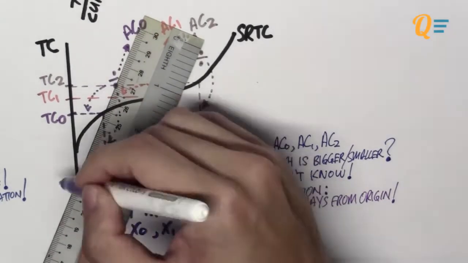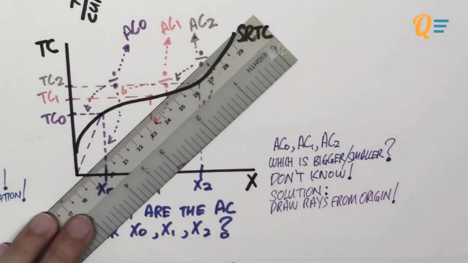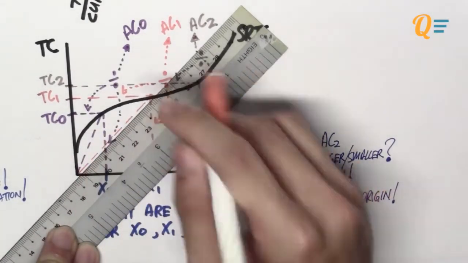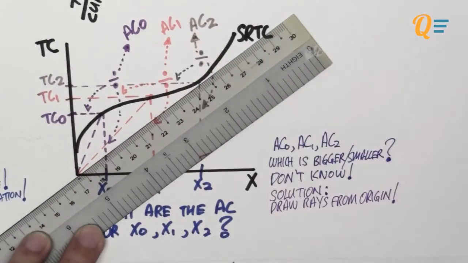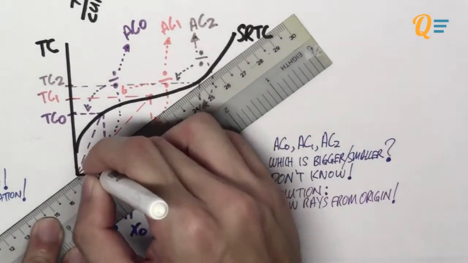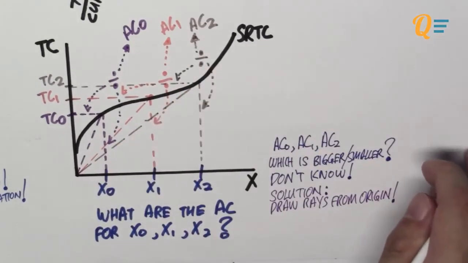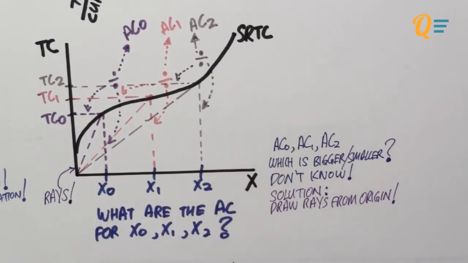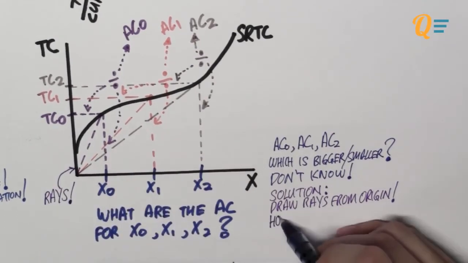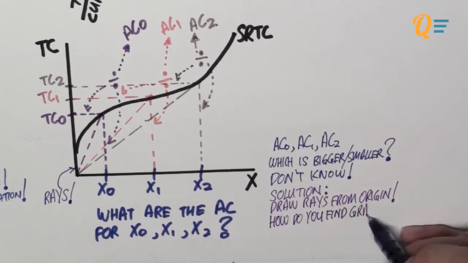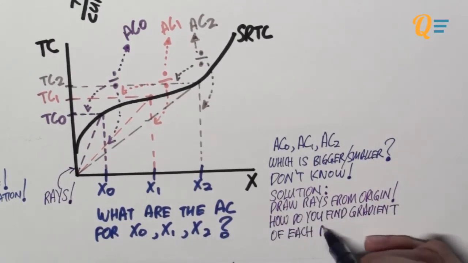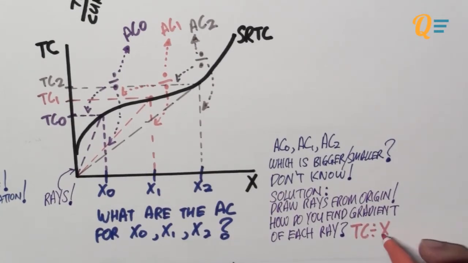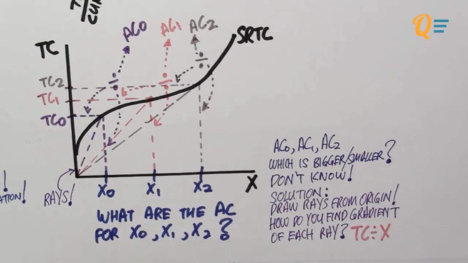So just let me prove my case to you. I'm going to start drawing rays for X0, X1, and X2. So that's a ray for X0, this is a ray for X1, and lastly, this is a ray for X2. From now on, we're going to call these types of lines rays. Now the next question you need to ask yourself is, how do you find the gradient of each ray? Well, it's simple. You take the total cost divided by X. So that's how you find the gradient, right?